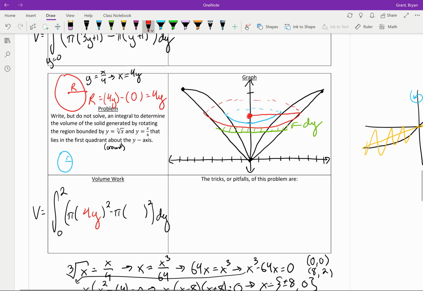Cool. And then we have our little r. Little r, originally y was equal to the cube root of x. If we cube both sides though, we get x equals y cubed. And so we end up with our little r, lowercase r, right here. We have our y cubed minus 0, or just y cubed. And we're set.